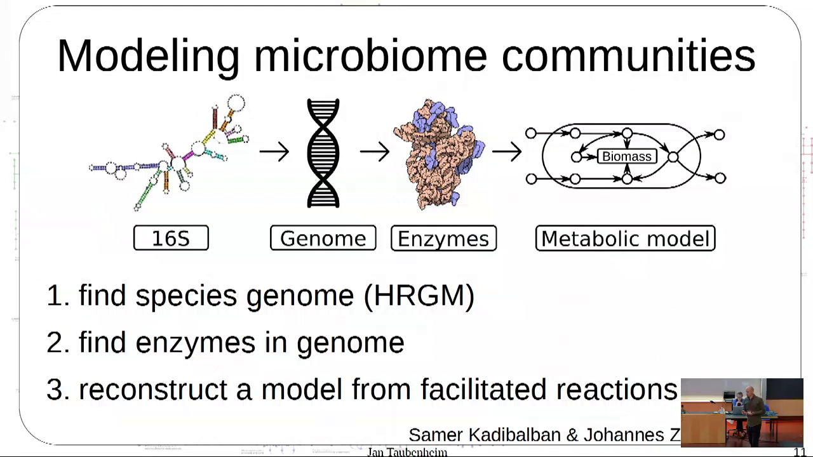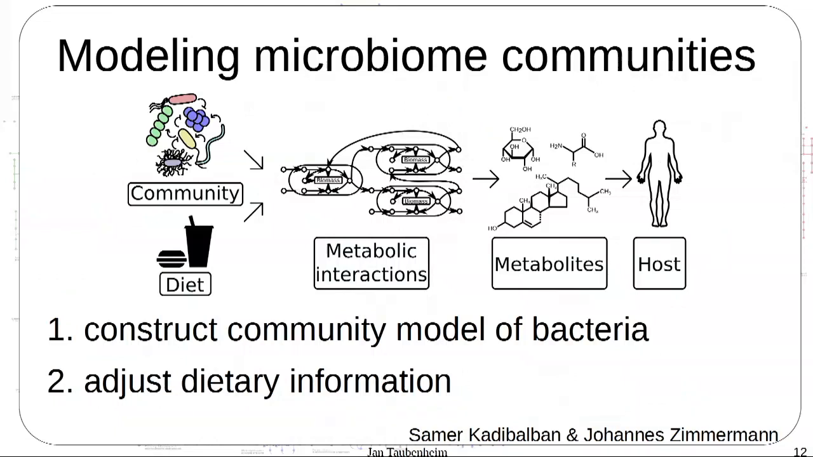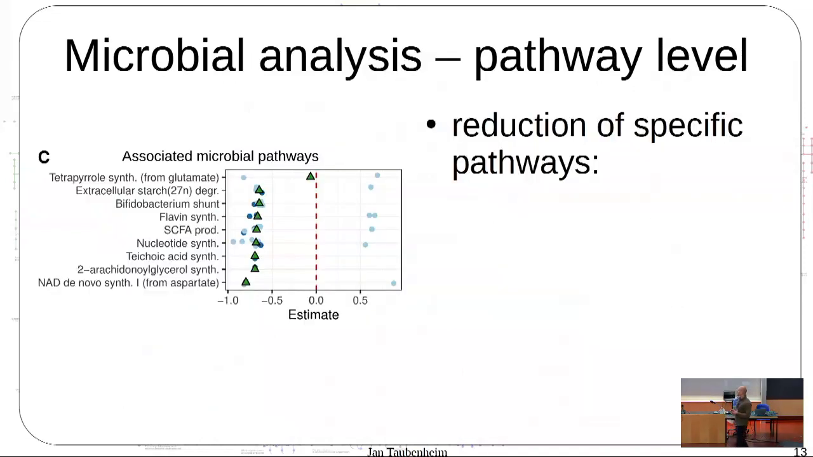Then we used our 16S data and did basically the same for the microbiome. We mapped the 16S to reference genomes, and from that inferred the enzymatic repertoire of these microbes, and then reconstructed metabolic models for each of the microbes. Then we put them back together in microbial communities and, with dietary information, can infer the metabolic flux through the microbiome, so to say. If we do that and associate that to IBD disease activity scores, again we see basically a downregulation of certain metabolic functions in the microbiome with inflammation.